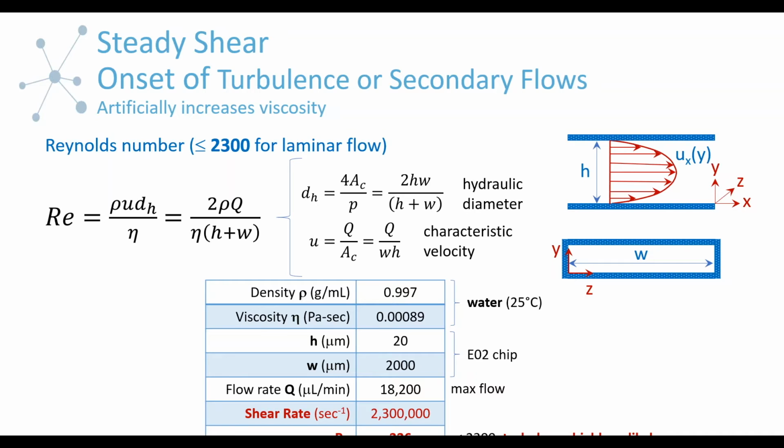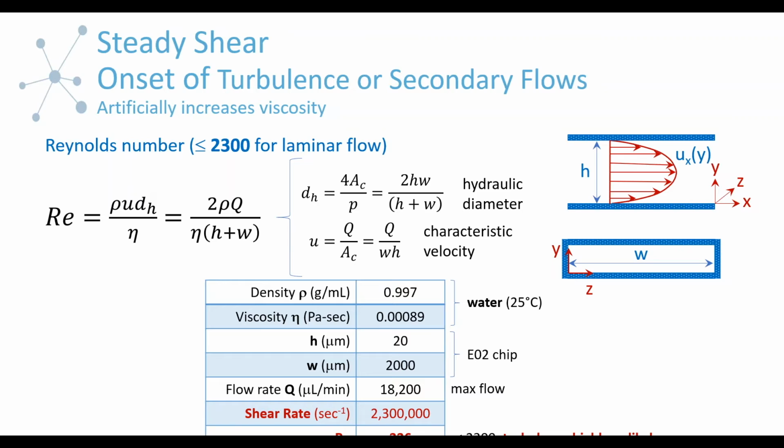So what we need to consider is the Reynolds number under the flow conditions. For the steady shear flow in this rectangular slit flow channel, if we have a Reynolds number less than or equal to about 2300, then we have laminar flow, and we don't have to be worried about any artificial increases in viscosity due to secondary flows. This is the expression for Reynolds number, which relates inertial to viscous forces. And when inertial forces get too high, then you start to see the onset of turbulence.